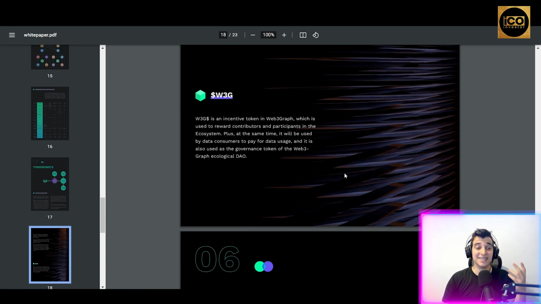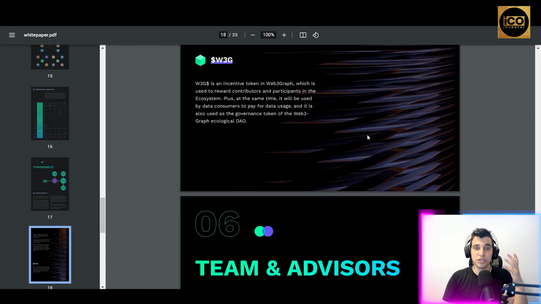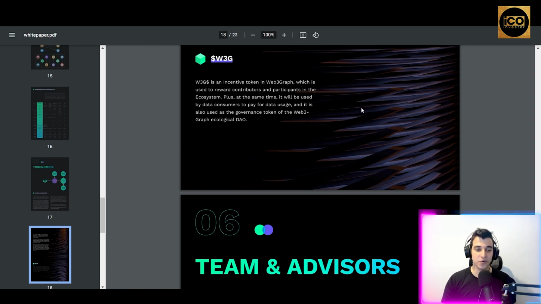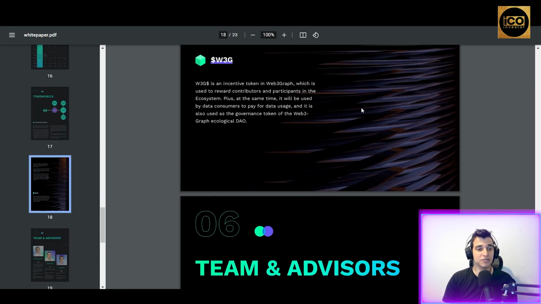Now, the Web3 Graph token is actually an incentive token, which is used to reward contributors and participants in the ecosystem. At the same time, it will be used by data consumers to pay for data usage. It is also used as a governance token for the Web3 Graph ecological DAO, which is great, a decentralized autonomous organization. And that way, when it's decentralized, you know that there isn't only one place or one person or one organization that controls everything. That way you have more of a free market, and you have more control over it, which is great, because there are ups and downs to decentralizing.